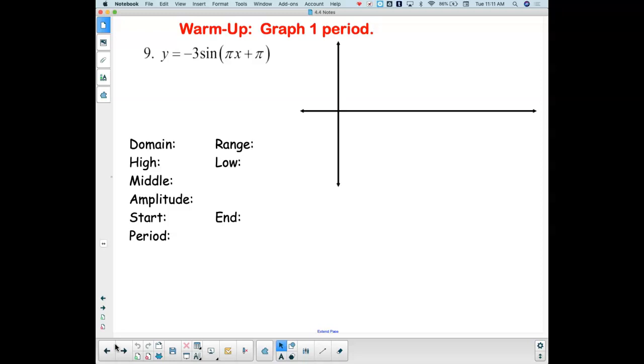Okay, so good warm-up problem for you. Give this one a try. Graph that bad boy.